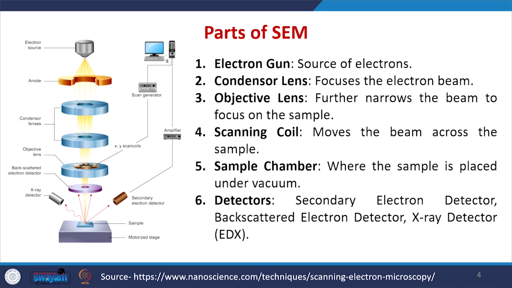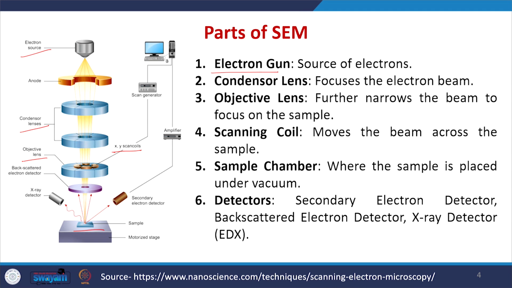So, these are the various parts of a scanning electron microscope. The first one is the electron gun, that is the source of electrons. Followed by that, we have the condenser lens, which focuses the electron beam. We have the objective lens, which further narrows the beam to focus on the sample. We have the scanning coil, which moves the beam across the sample, and we have the sample chamber, where the sample has to be placed under vacuum condition.